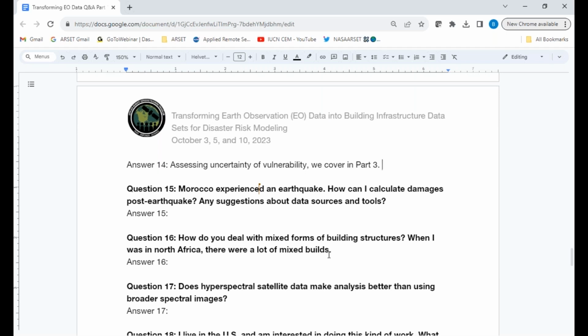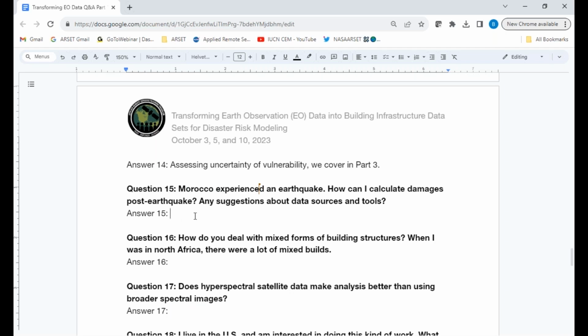Question 5. Morocco experienced an earthquake. How can I calculate damages post-earthquake? Any suggestions about the data sources and tools? I'm not sure when this question came in, but I think you did cover quite a bit throughout the presentation. So it's possible that you did go through some of these throughout the rest of the presentation. But if there's anything else that you wanted to comment on here, I can try to capture that. I'll comment a bit.